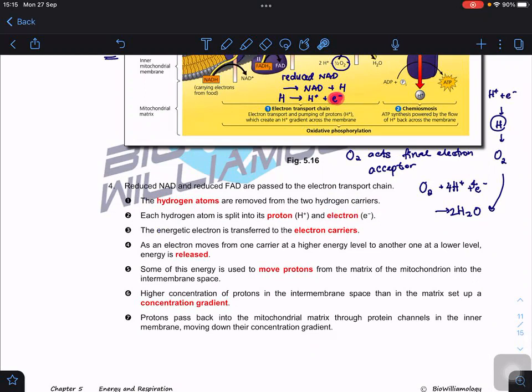So the energetic electron is transferred to the electron carrier. As these electrons move from one carrier to another carrier, energy is released. This energy is used to pump the proton from the matrix to the intermembrane space. Therefore, we set up this steep concentration gradient, or you can say steep electrochemical gradient. So protons will move back into the mitochondrial matrix through the proton channel in the membrane, moving down their concentration gradient or electrochemical gradient.